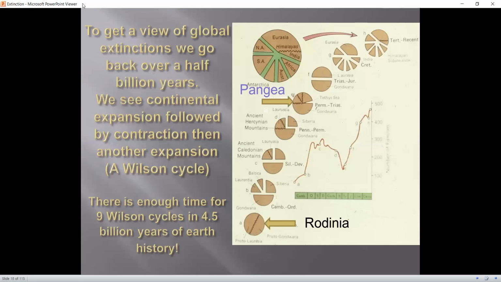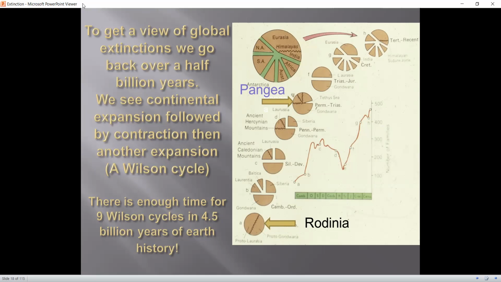All right, so if you start looking at this, you start down here with Rodinia over 1 billion years ago, and it begins to break up. This is just a continent. The Earth would be out here. It's a supercontinent, begins to break up, and we call this one down here Gondwana.